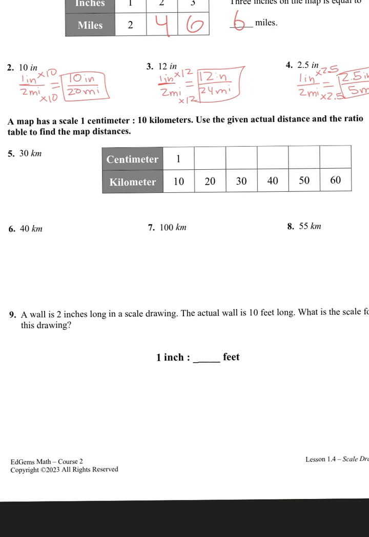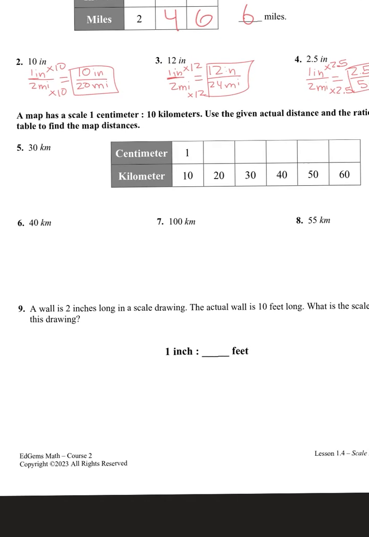In order to figure out the centimeters and kilometers, you can do the same thing. Think of factors. So what are we multiplying 10 by to get 20? You're multiplying it by 2. So 10 times 2 is 20, and whatever you do to the bottom, you also have to do to the top. So to find out how many centimeters there are, you go 1 times 2, and 1 times 2 is 2.